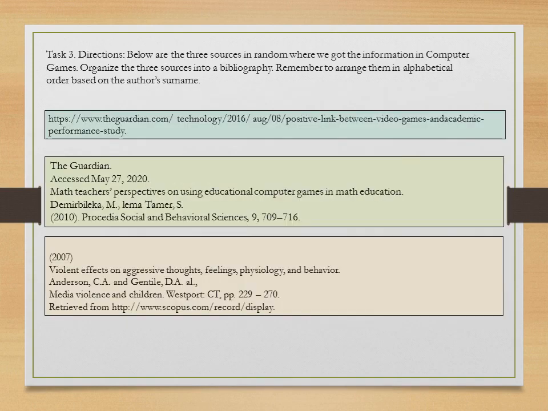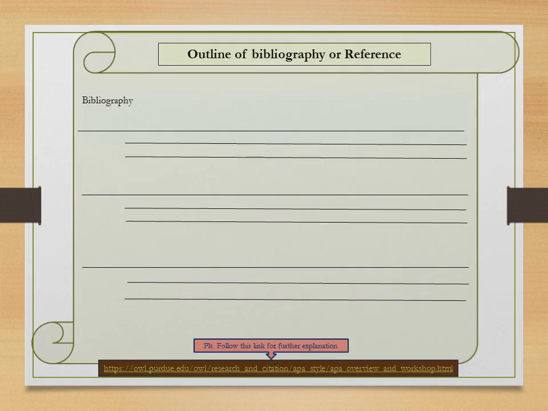Next, Task 3, directions. Below are the 3 sources in random order, where we get the information on computer games. Organize the 3 sources in a bibliography. Remember to arrange them in bibliographical order based on the author's surname. So inside the boxes is information which you're going to arrange. And how are you going to arrange that? You try to follow this outline of bibliography or reference. So make your own outline on a piece of paper. And after that, for further explanations, please follow this link.